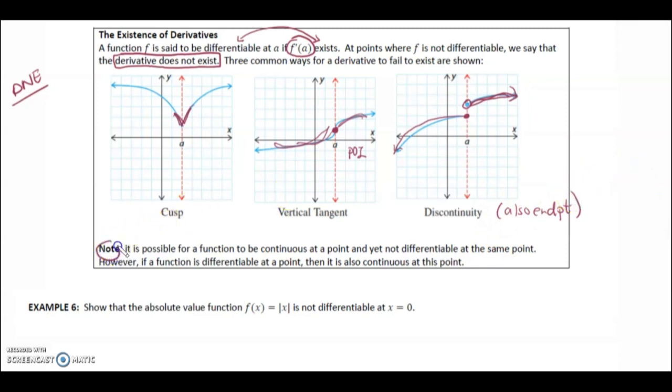So please note, it is possible for a function to be continuous at a point, and we can see that here in this cusp, or even in this point of inflection. These functions are continuous, yet not differentiable at that same point. However, if a function is differentiable, then it is also continuous. So this goes one way, but doesn't go the other.